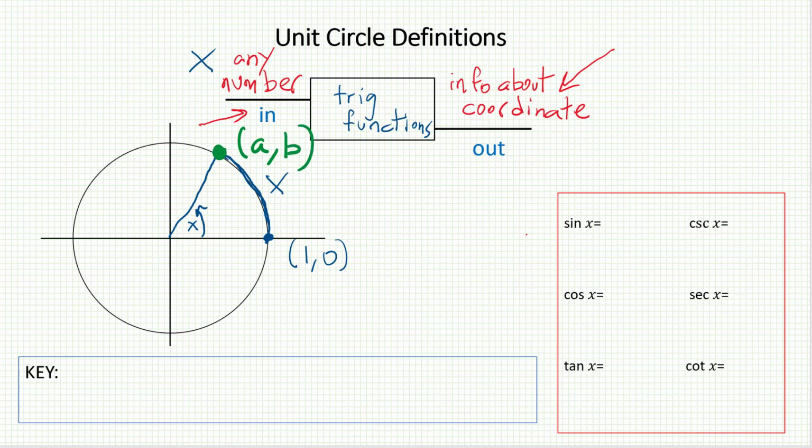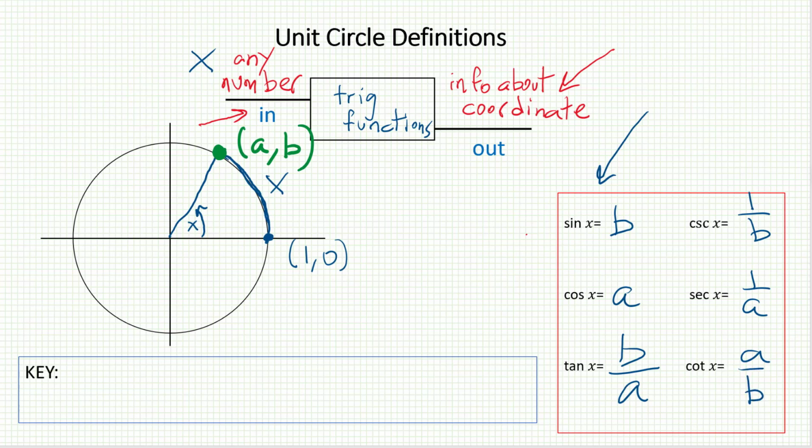Well, here's what the 6 trig functions send out to you. Notice over here that the input is x, the number. The sine function sends you out the b coordinate of that point. The cosine function sends you out the a coordinate. The tangent function sends you the ratio of the b coordinate to the a coordinate. Of course, you know the other three are just the reciprocal relationships. So cosecant is 1 over b, secant is 1 over a, and cotangent is a over b.